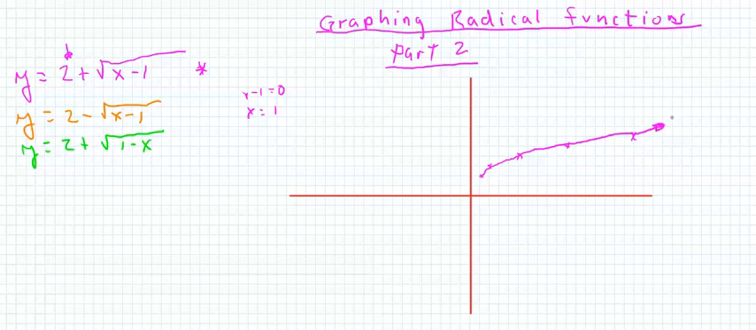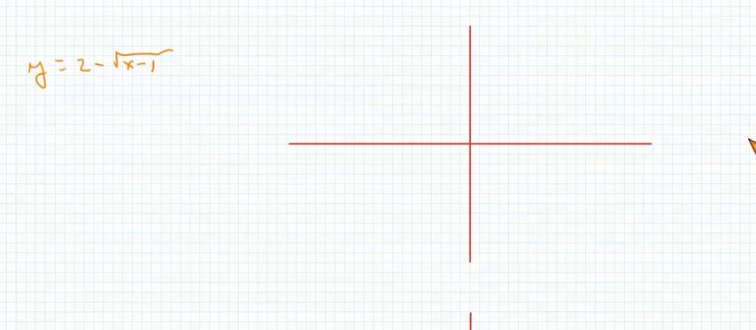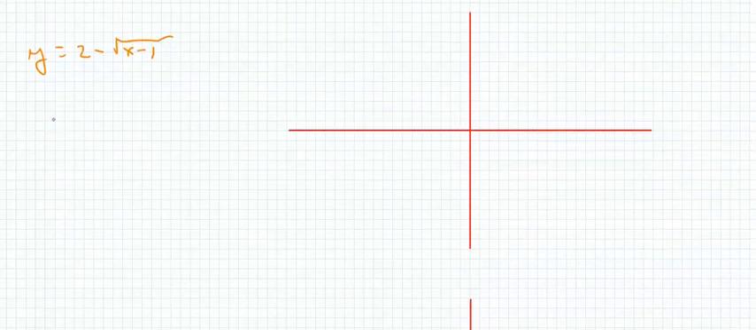What happens if the radical is negative or the x is negative? On both of these, my graph has the exact same starting point. So let's look at the second one. For this, we're going to make a table of values. The starting point is the same. X minus 1 equals 0. X is 1. Y is 2.